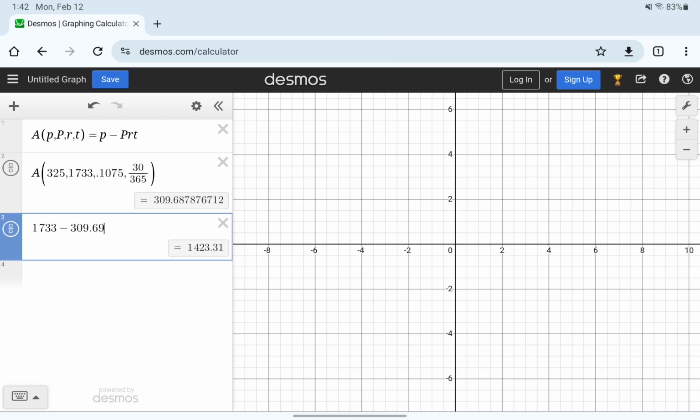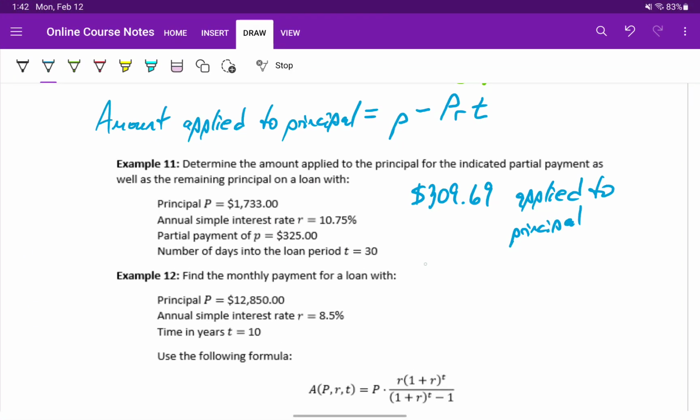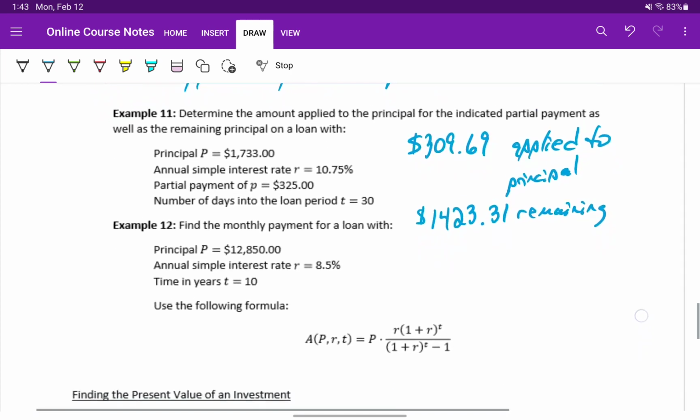Or $1,423.31. Again, what happened in this problem is we paid $325. A little over $309 of that went towards paying down the principal, while the rest took care of the interest that was accrued since our last payment. And we calculated the amount remaining on the principal, which is what we'll be paying down and paying the interest on again with the next payment.